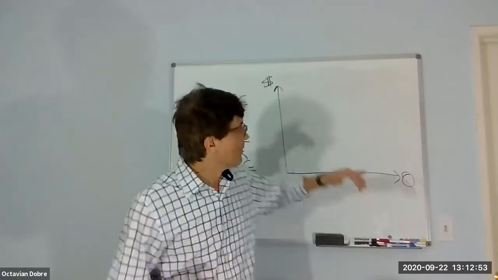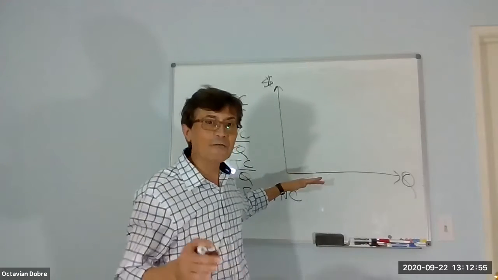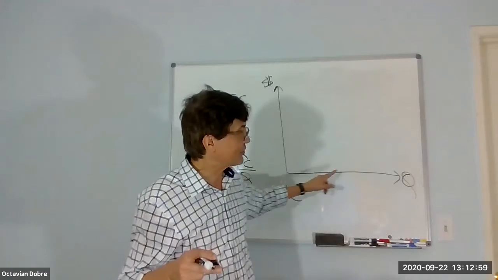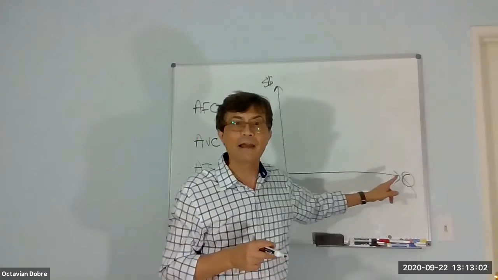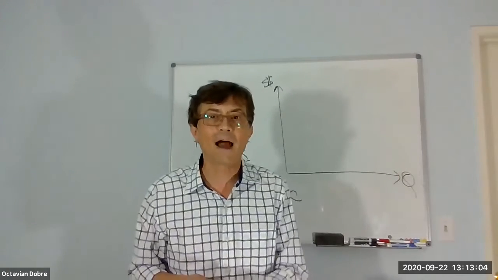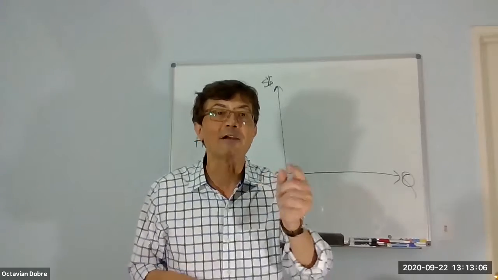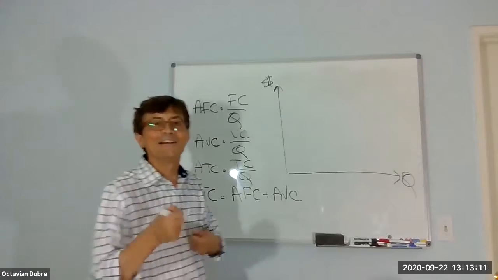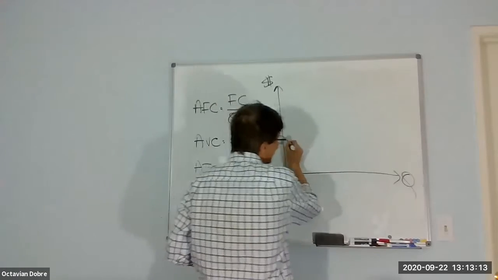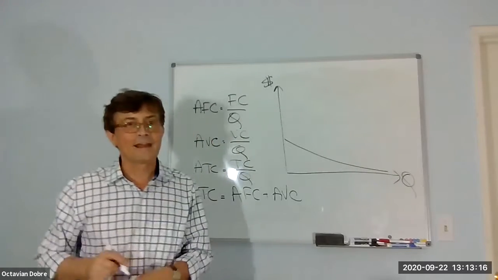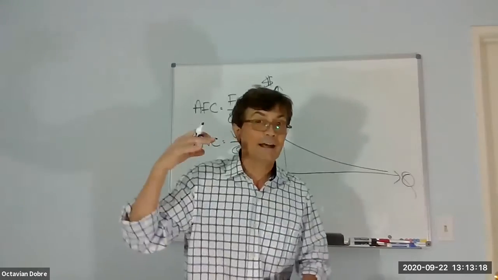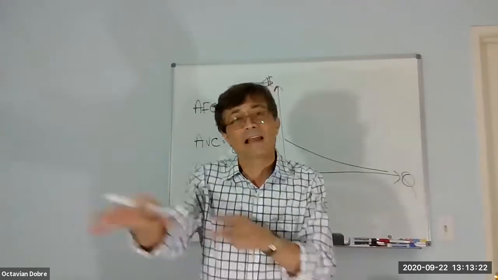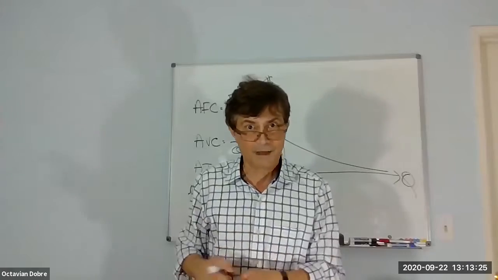Right. But remember, with the average fixed cost, you are dividing by the output, and as the output gets bigger and bigger, what's going to happen to the value of the average fixed cost? It goes down. Exactly. So it's going to be something like this. Yeah, it goes down and down. Because remember, the fixed cost is fixed. It's $1,000, the rent that you're paying. It's $1,000 no matter what the output.